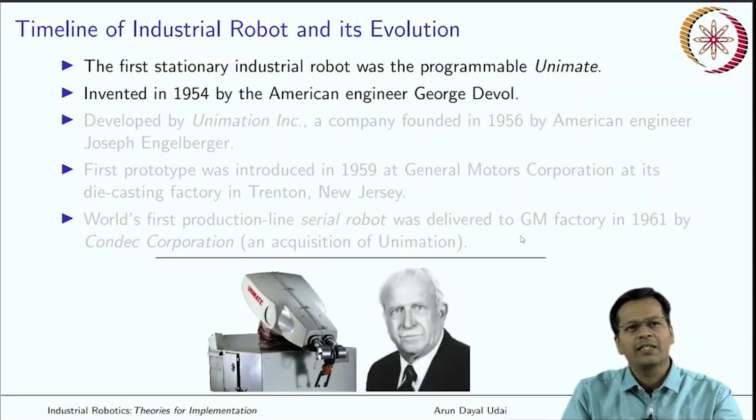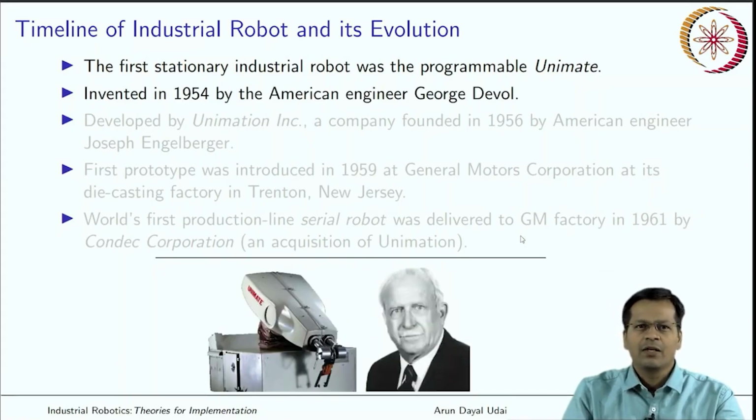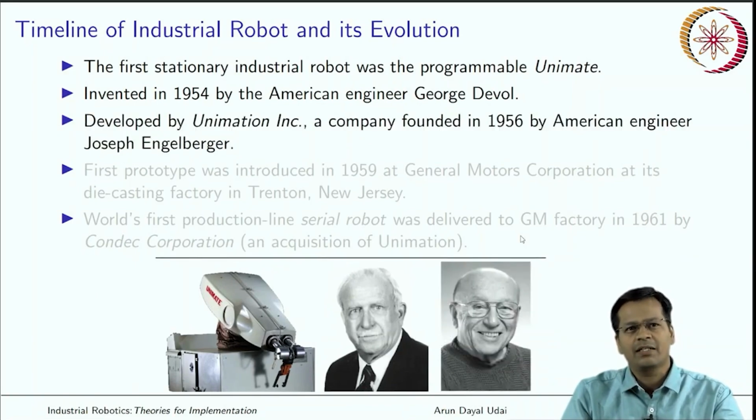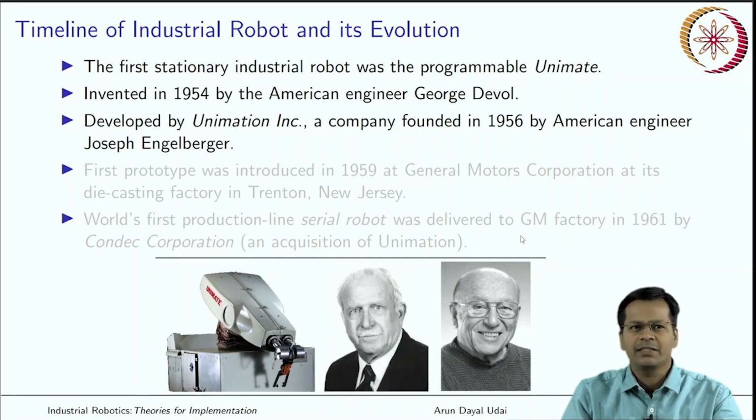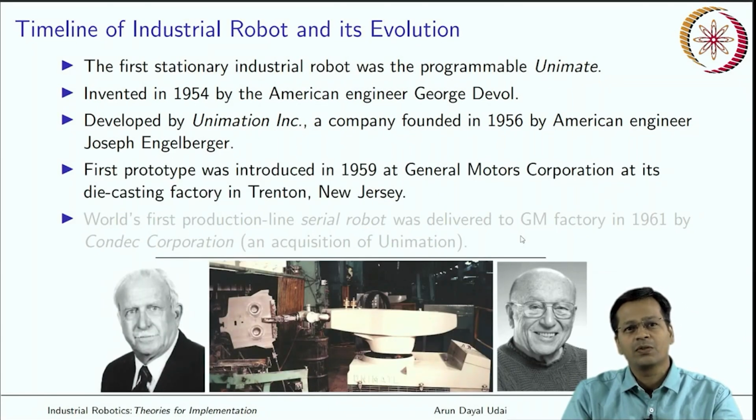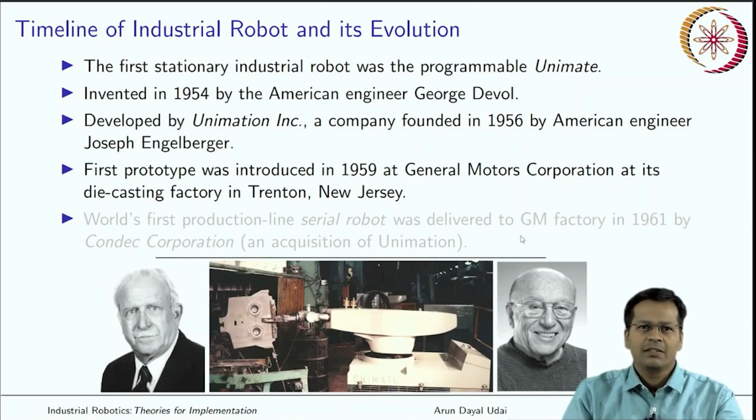So this was invented in 1954 by an American engineer known as George Devol. He invented this, and later on, Unimation Inc. Corporation basically took over this robot. They started making it commercially. It was founded by American engineer Joseph Engelberger in 1956, who started making it commercial, and the first prototype was introduced in 1959 at General Motors Corporation at its die casting factory in Trenton, New Jersey. It was a die casting factory where it was first used.